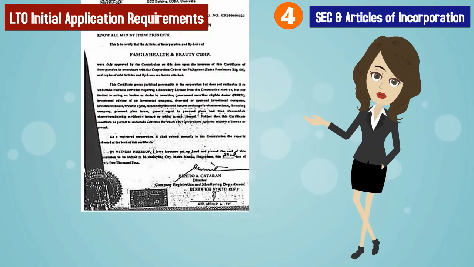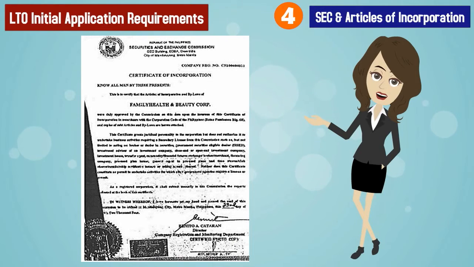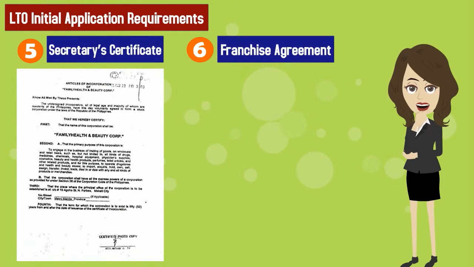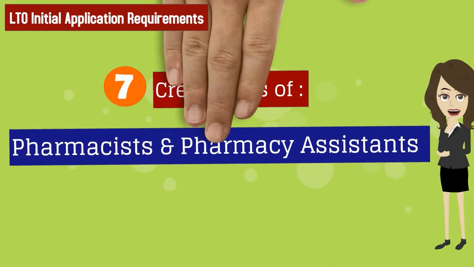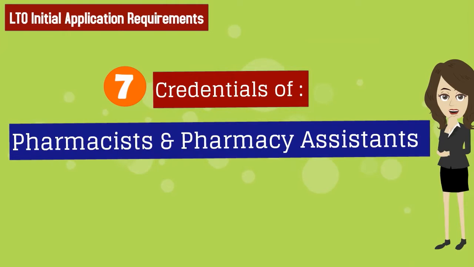Fourth requirement is the certificate of registration for corporation, which is issued by SEC or Securities and Exchange Commission. Fifth is the secretary's certificate, and 6th document is the franchise agreement. These are all provided by the Office of Regulatory Affairs. The 7th documentary requirement is the credentials of the pharmacist and pharmacy assistant.